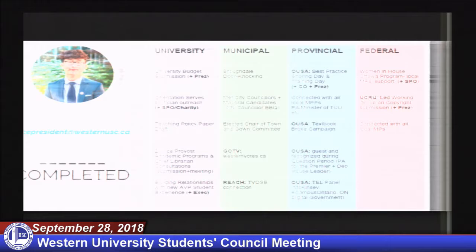Federally, I've worked with Karina as well as the Women's Issues Network very closely for our Women in House Ottawa program that Karina will speak more to, and just getting support from all of our local MPs, which was fantastic. Through U15, currently, I led a working group regarding copyright legislation across Canada, and together with other research-intensive universities, we've put a submission into the federal government regarding copyright, making sure that students aren't affected financially by copyright, as well as connecting with all of our local MPs.